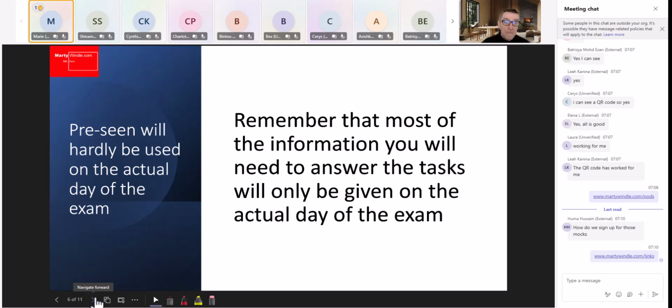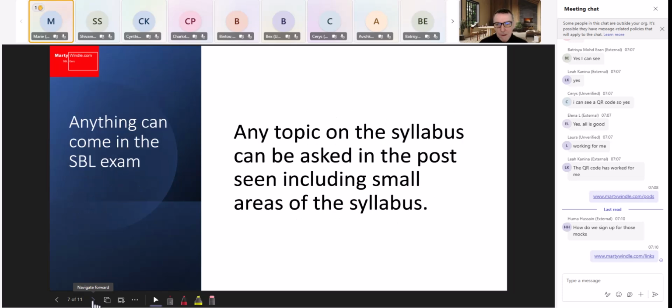Like last time they asked about the BCG matrix. There was nothing really in the pre-seen to indicate a BCG matrix, right? Last time they asked value chain. Nobody predicted value chain because they just picked out a model and used it in the examination. So don't get obsessed with the pre-seen. It's much better to practice past paper questions. If you've got limited time, practice past paper questions.